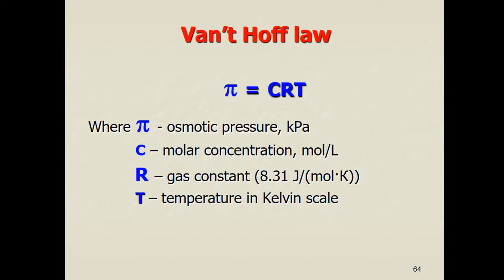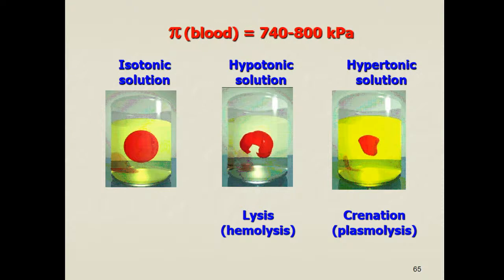So how can we apply this information in medicine? The osmotic pressure of the blood lies in a strict interval between 740 and 800 kilopascal. This value you must memorize. 770 is the average, but within this interval it's a normal osmotic pressure of the blood. That means there will be no change in shape of the red blood cell if we place it in a solution with the same osmotic pressure, from 740 to 800.